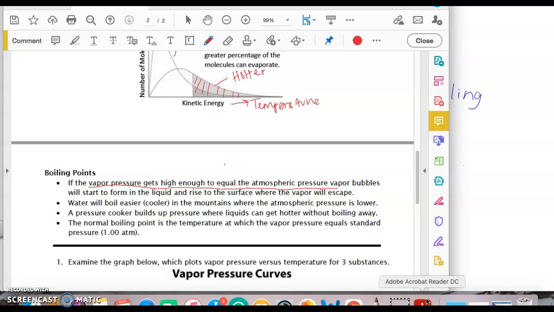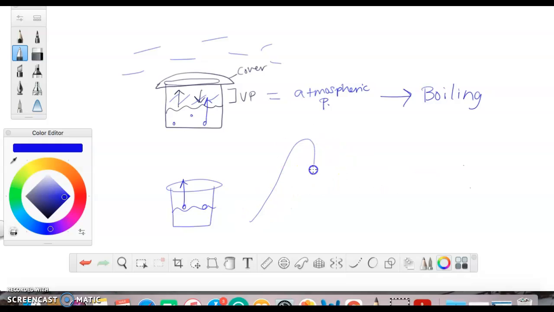So when we go up in the mountains, or at a higher altitude where our atmospheric pressure is lower, our water will actually boil cooler. So for example, if we went somewhere such as Mount Everest, where our atmospheric pressure, or ATMP, is lower, our boiling point will actually be lower. And that's because it takes less kinetic energy for our vapor pressure to equal atmospheric pressure.